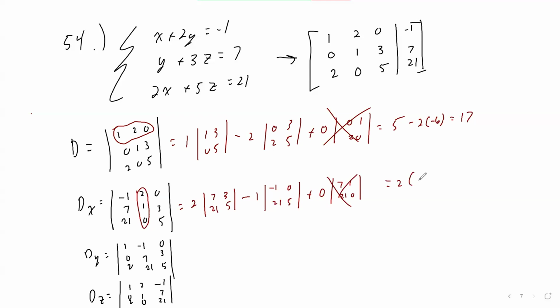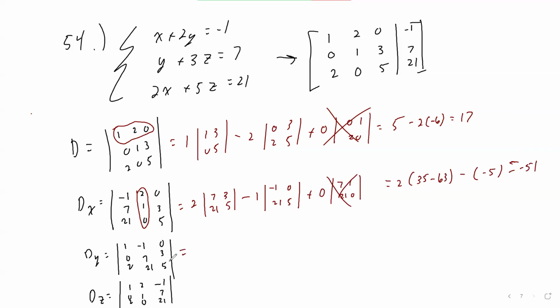That gives me 2, 35 minus 63 minus -5, because I don't want to be zeroed out. 35 minus 63, -28 times 2, -56, plus 5 gives me -51.